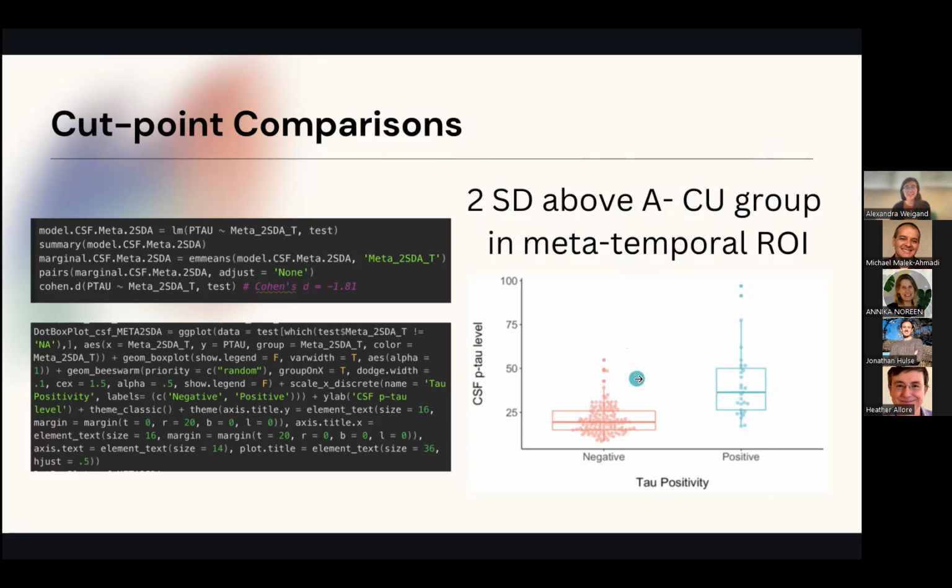And what I wanted to see is which cut point that derived different tau positive and tau negative groups produces the greatest discrepancy between these groups. So which cut point method was really maximally differentiating these two groups in terms of this outcome.